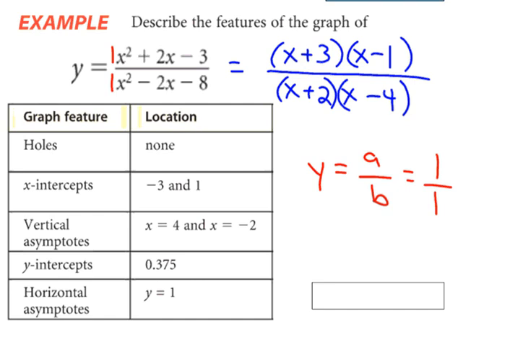So we were able to determine all these characteristics of the graph just by looking at the equation and knowing our new rules for finding asymptotes and holes, and applying some old math information about finding x and y intercepts.